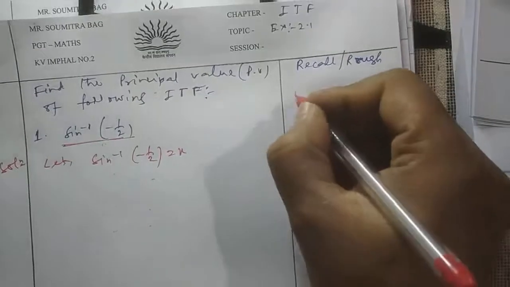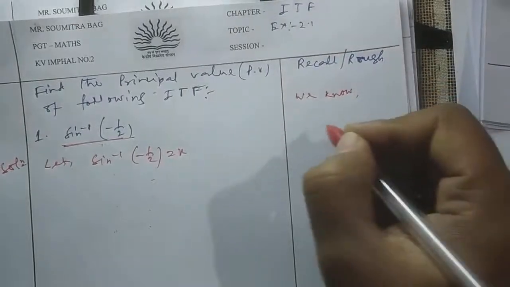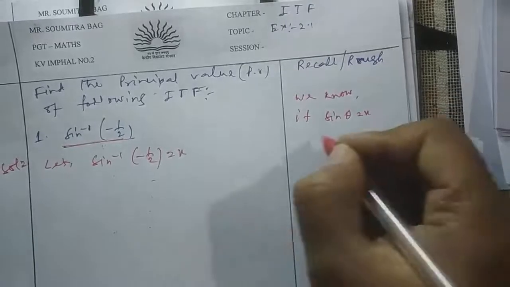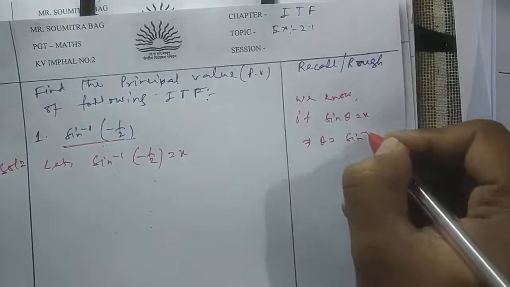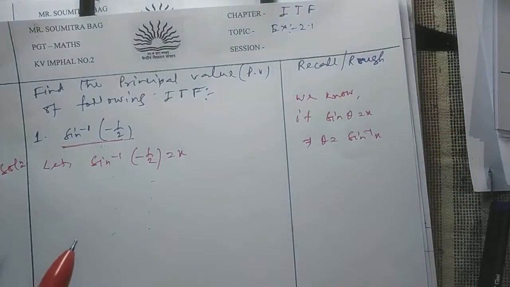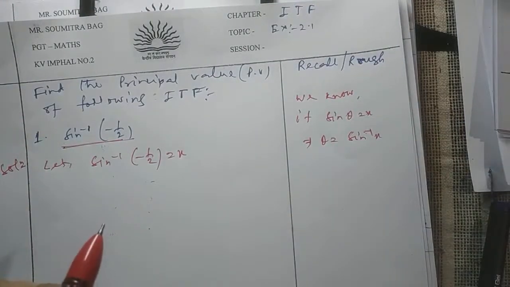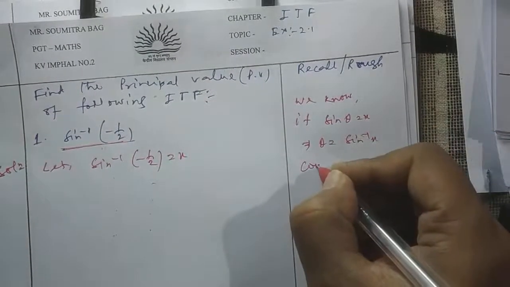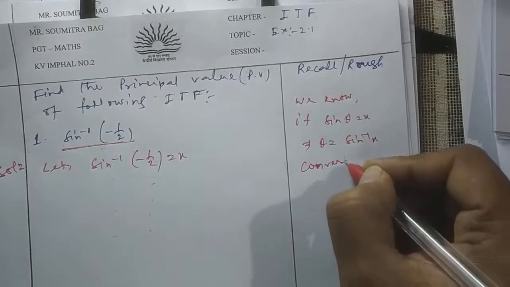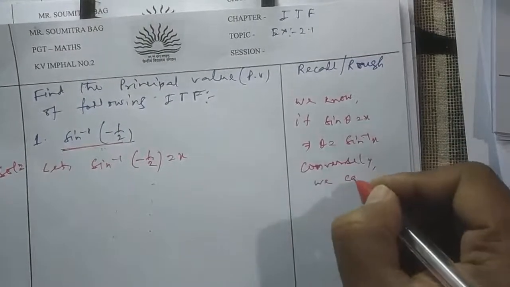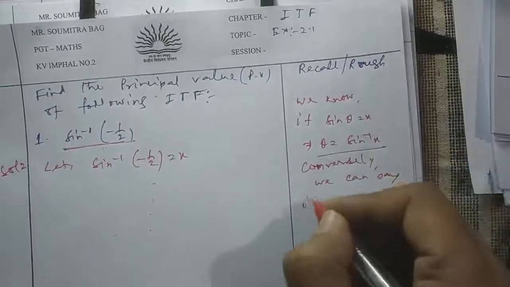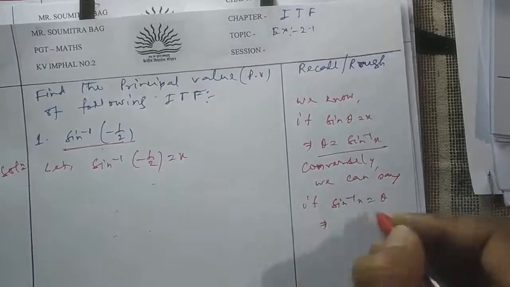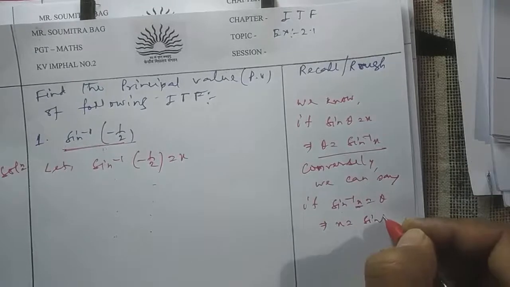We know already from the definition of ITF, if sin theta equals x, then only theta will be sin inverse x. Correct? Already we have learned it at the time of the definition of the inverse. Similarly, in the converse way, we can say if sin inverse x is equal to theta, then only x will be sin theta, correct?